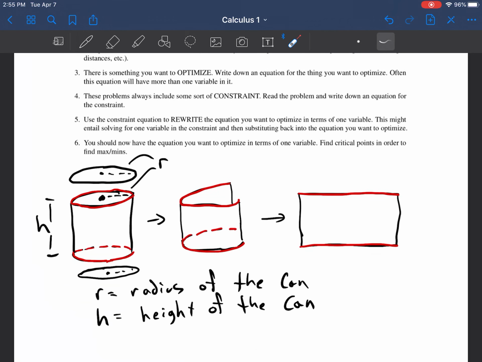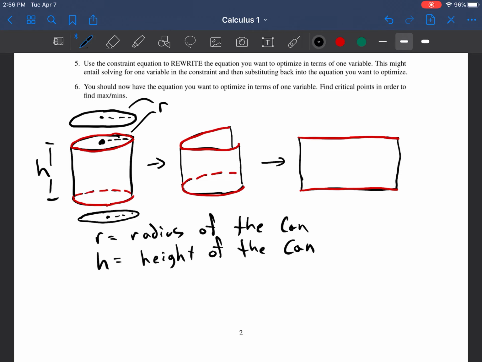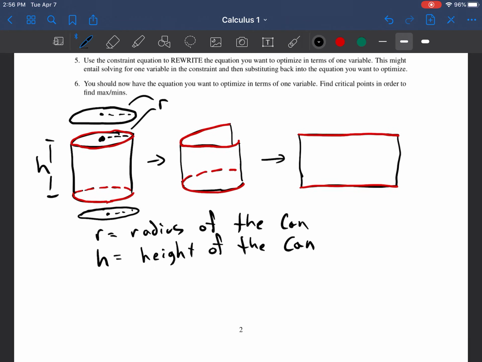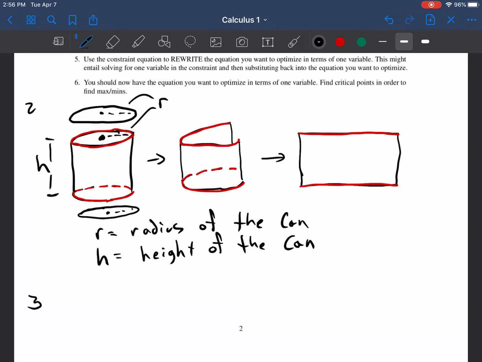All of these different components for the can are going to come from a sheet of metal, and we want to use the least amount of metal possible. So the amount of metal that it takes to create this top plus this bottom plus this body of the can, we want to use the least amount possible. That gives us an equation that we want to optimize. So maybe I'll write down step 3 here. This was all really step 2. Step 3, we want to let S equal the surface area of the can.